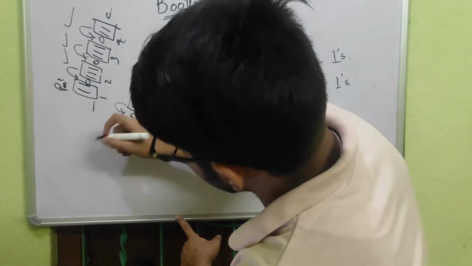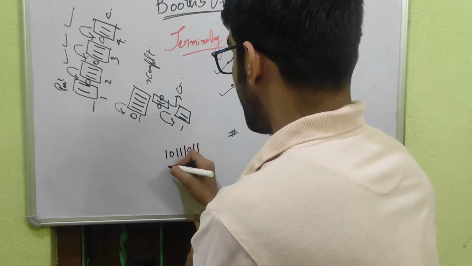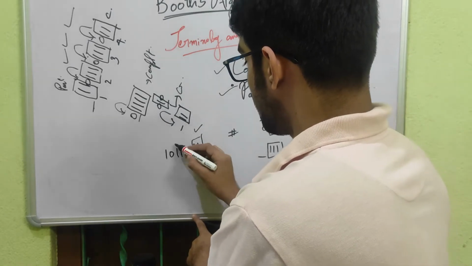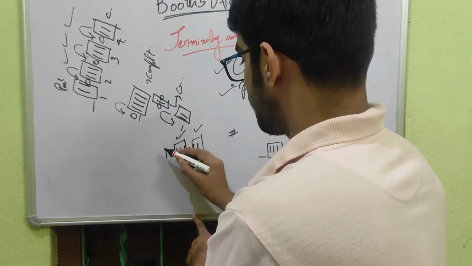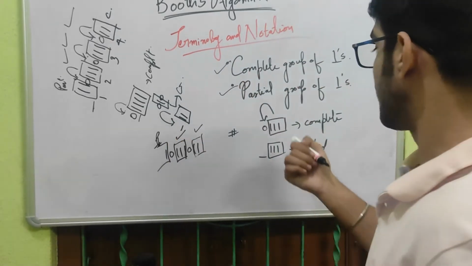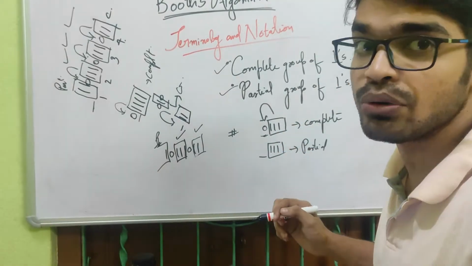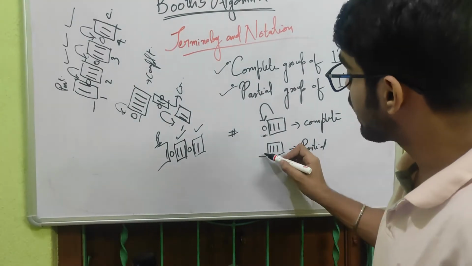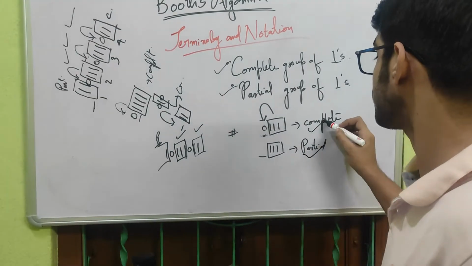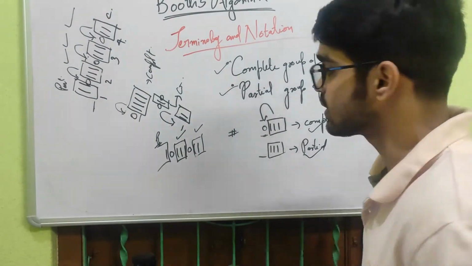Basically, if you have any string of numbers, say 0 1 0 1 0 1 1 1, we will count this as a complete group. This is a complete group, and this we count as a partial group. So if we have a string of ones with a 0 to its immediate left, it is counted as a complete group. And if we do not have any 0 to its immediate left, we count it as a partial group. I hope this is clear to you. Let's take one more example for your better understanding.